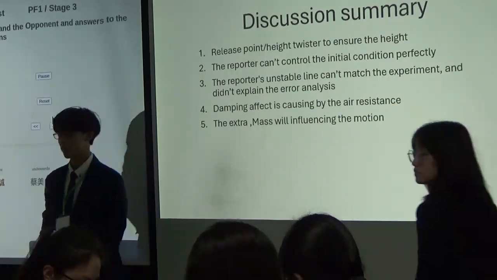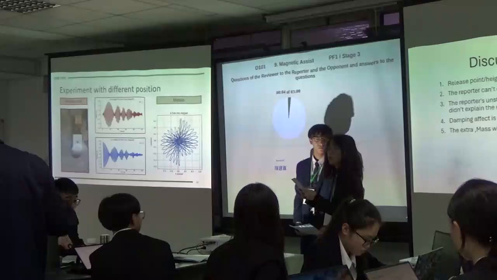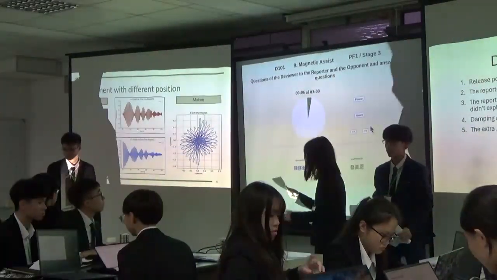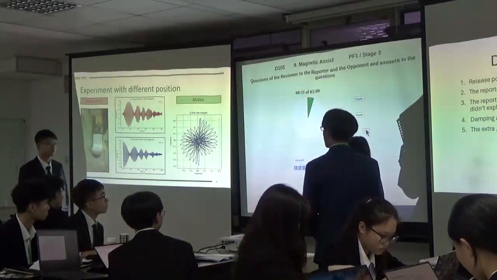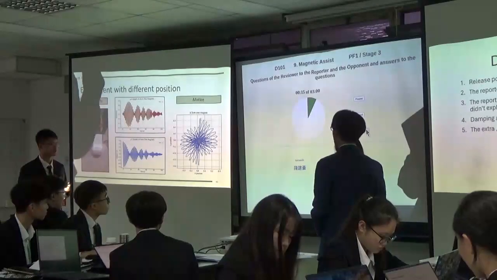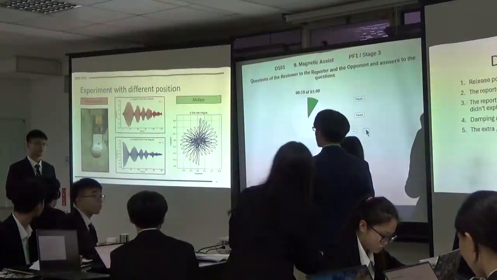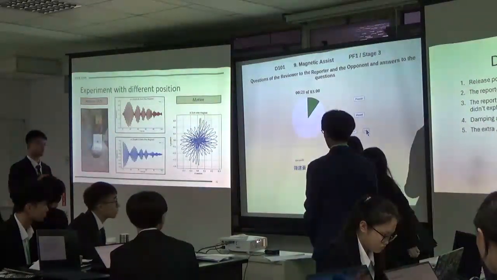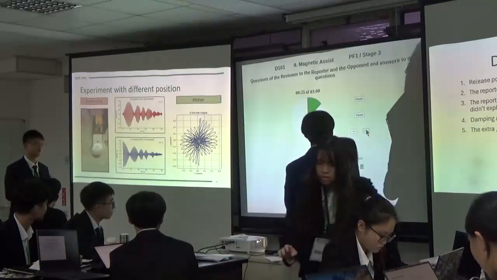Okay, now the reviewer questions. A question for reporter and opponent: do you think chaos has an exact definition? What do you mean exactly? The definition of chaos. Yes. I use the chaos definition because there is a very small difference in the initial conditions, so it will cause the following motion to have a significant change.